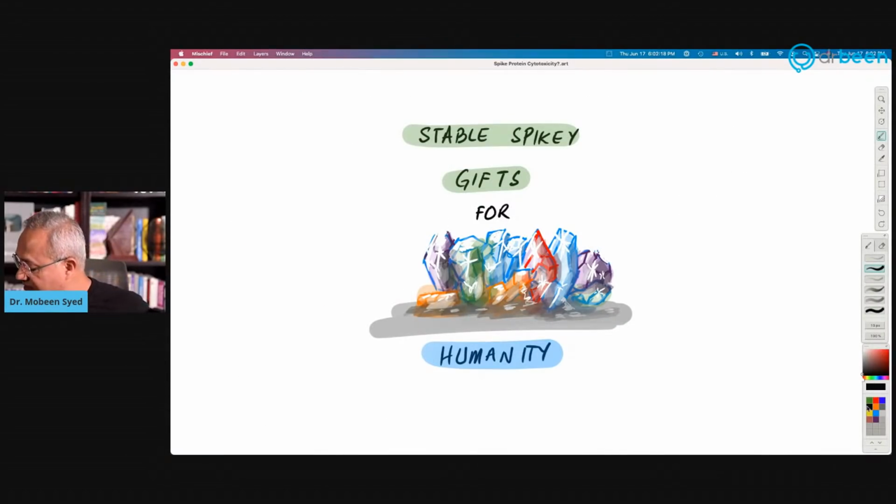So the basic discussion is the following. Will a spike protein, which is generated by a vaccine, cause cytotoxicity or damage because it will bind with ACE2? So the short answer is no, it will not.